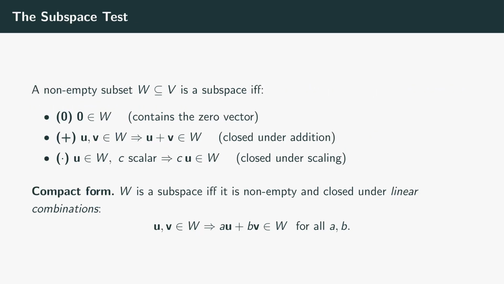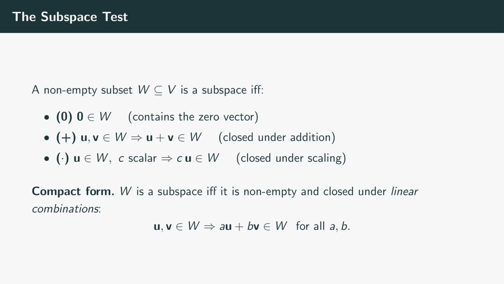Here is the test, and it is short. A subset W of a vector space is a subspace exactly when 3 things hold. 1. W contains the zero vector. 2. W is closed under addition. Add any 2 vectors in W, and the result is still in W. 3. W is closed under scalar multiplication. Scale any vector in W by any number and you stay in W. That is all. If a subset passes these 3 checks, it is a full vector space in its own right.